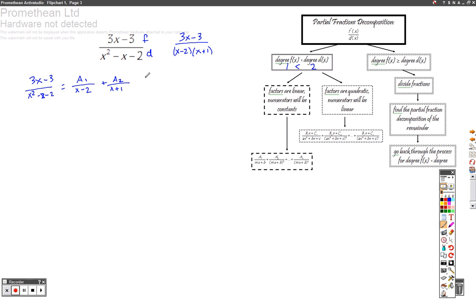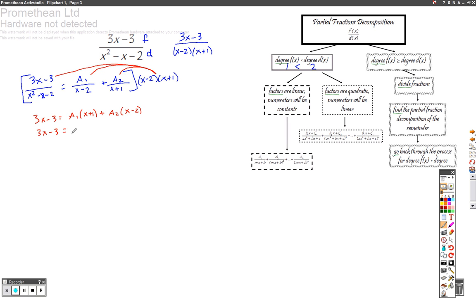Now remember that in order to solve this, I'm going to multiply out by the least common denominator, which will be x minus 2 times x plus 1. So when I take this and multiply it times the first one, it will just give me 3x minus 3. When I multiply it by the second one, the x minus 2's will cancel, leaving me a1 times x plus 1. And then when I multiply by the last one, the x plus 1 will cancel, leaving me a2 times x minus 2. I'm going to go ahead and simplify this.